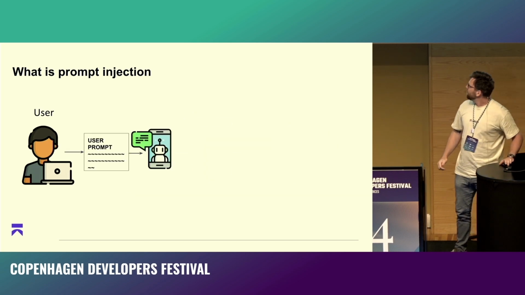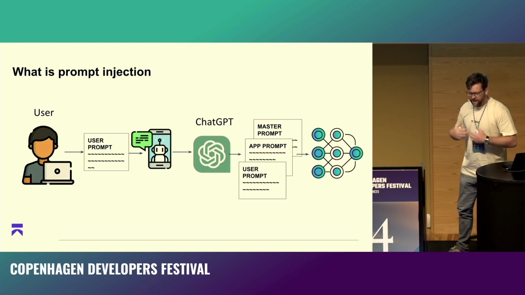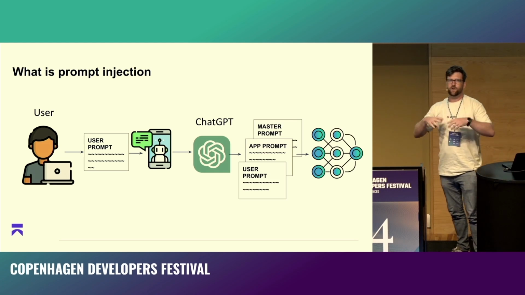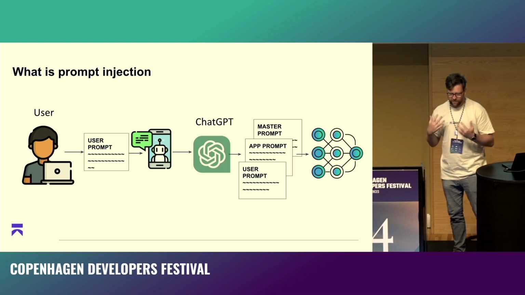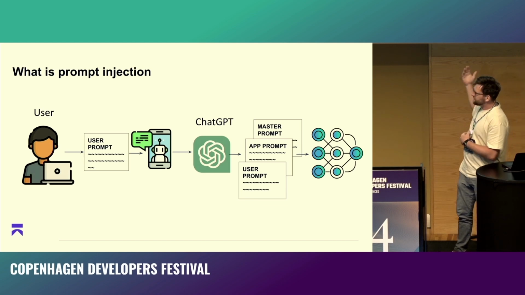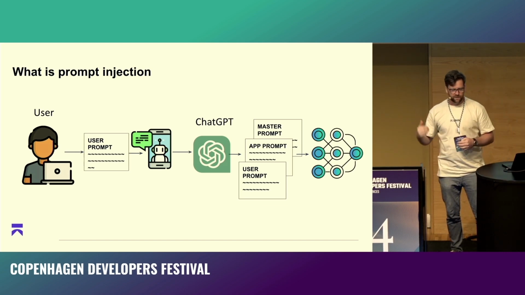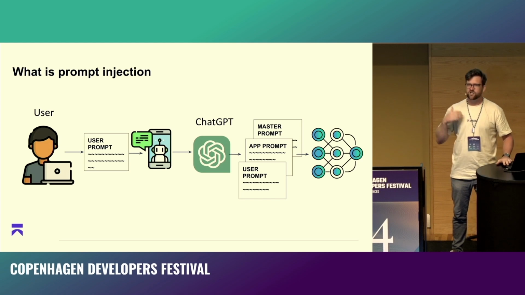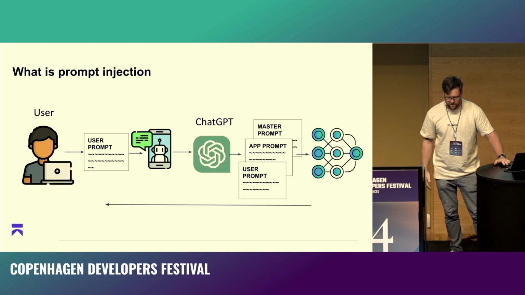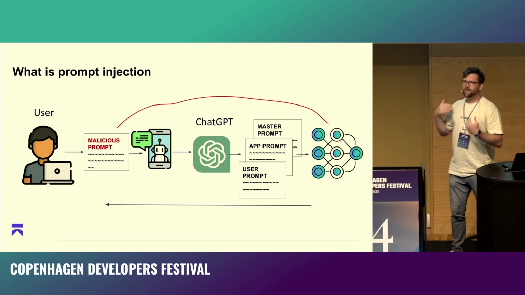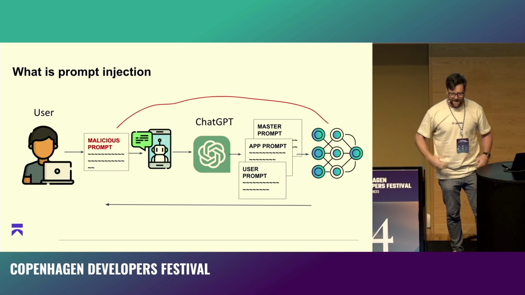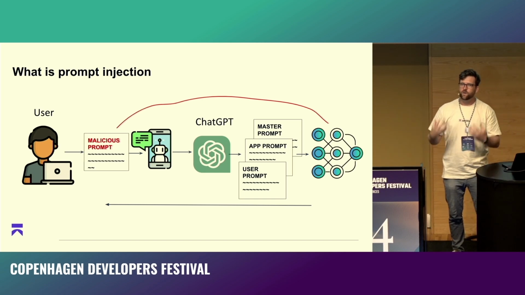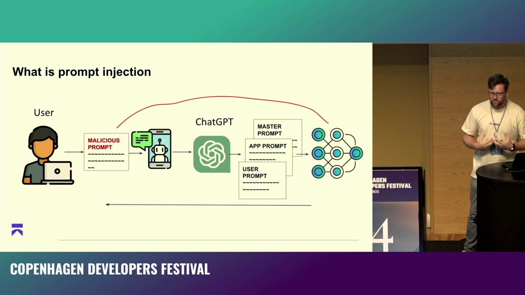And if we add one more step in here, if we have an application that we've wrapped around ChatGPT, maybe it's a chatbot within a tool or anything like that, then we have a master prompt, an app prompt, and a user prompt, right? Essentially what a jailbreaking prompt injection is trying to do is create a malicious prompt that bypasses the gatekeepers and allows us to interact with the LLM directly. And from there, we can do a lot of damaging things.